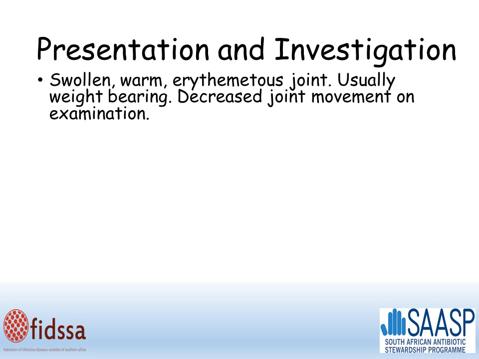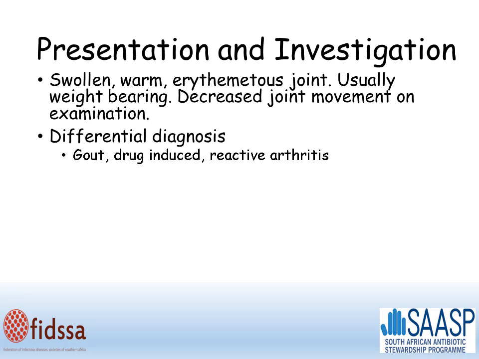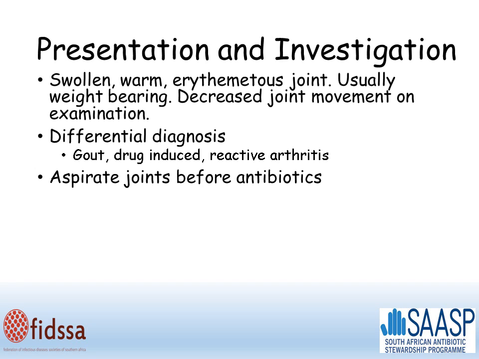The presentation is with a swollen, warm, erythematous joint. The patient is usually non-weight-bearing and they often have decreased joint movement on examination. Differential diagnosis is broad and includes all the causes of acute arthritis, including gout, drug-induced arthritis, and reactive arthritis. The key investigation is to aspirate the joints, and this must always be done before antibiotics are considered.